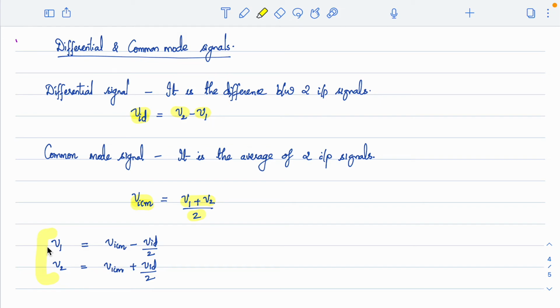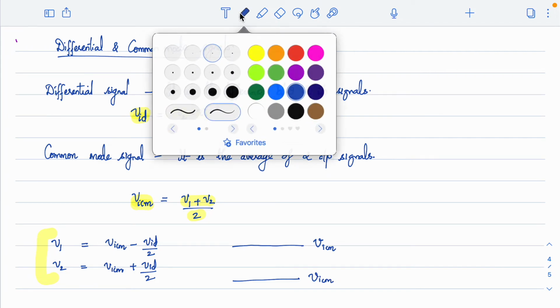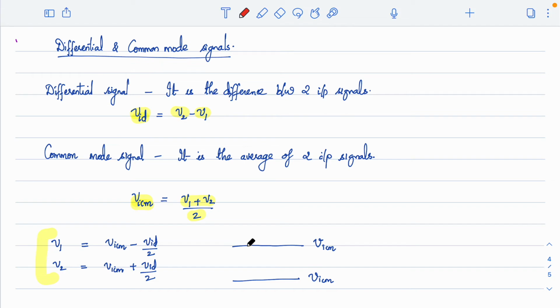Now if I represent this, V1 and V2 can be represented with a common DC potential, which I will mark as Vicm. On that Vicm, the differential signal Vid by 2 goes in one direction for one signal and the other direction for the other. So this is Vicm minus Vid by 2, and this is Vicm plus Vid by 2. This is how we represent two voltages in terms of their common mode and differential mode components. Is this clear? Any questions here?